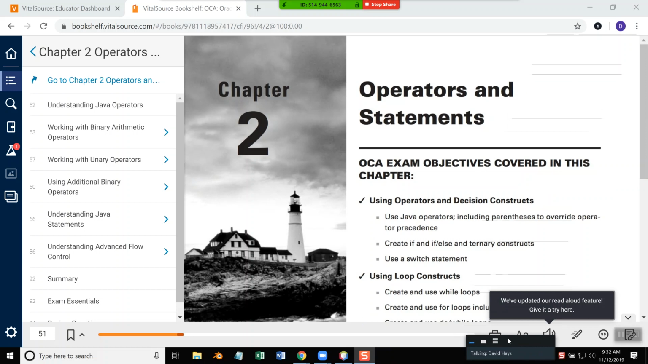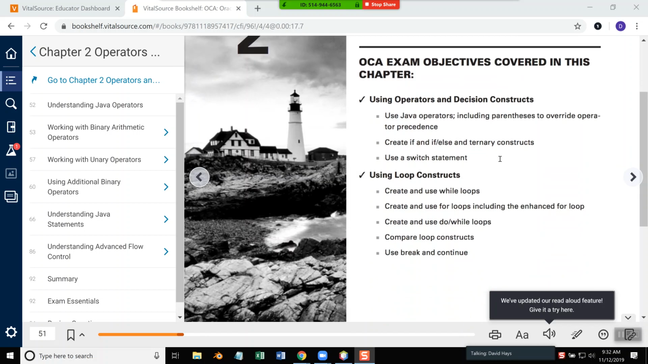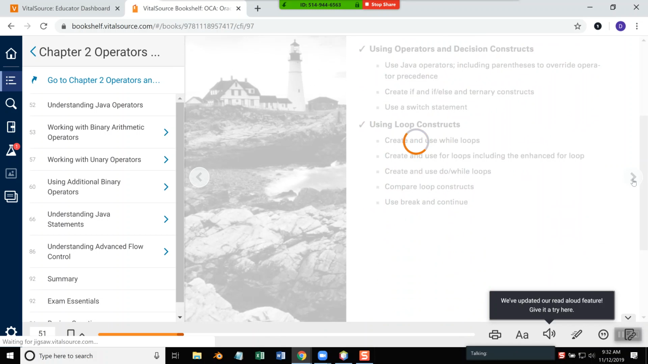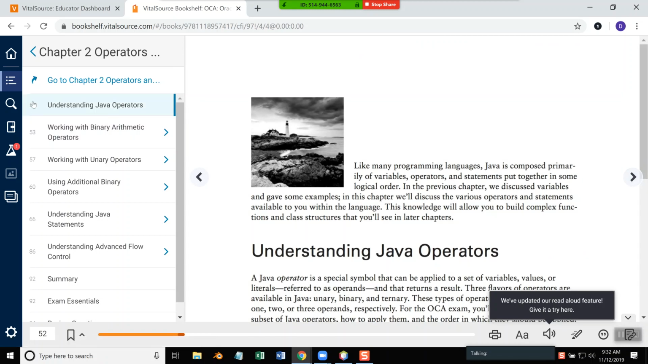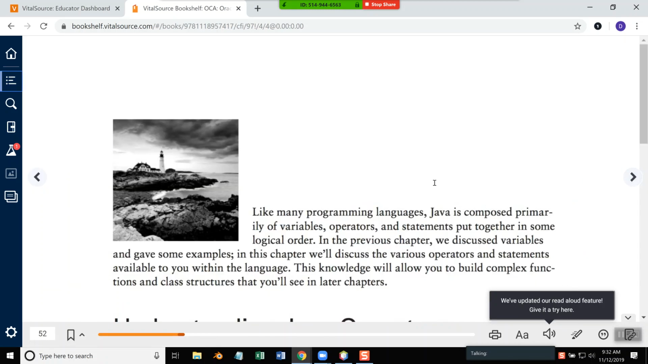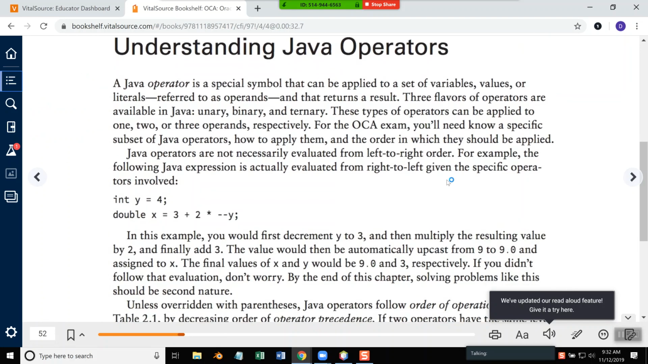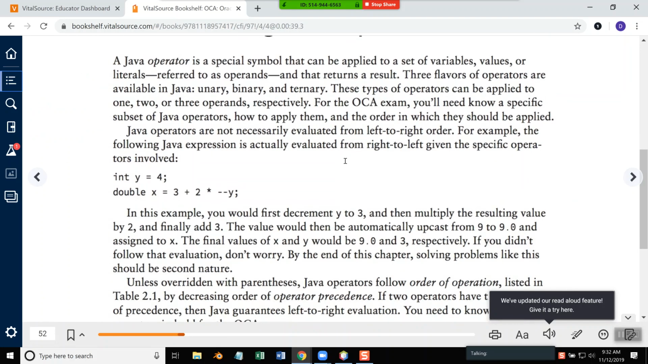This is chapter 2, operators and statements. And as before, we've seen most of this already. Here's an example.